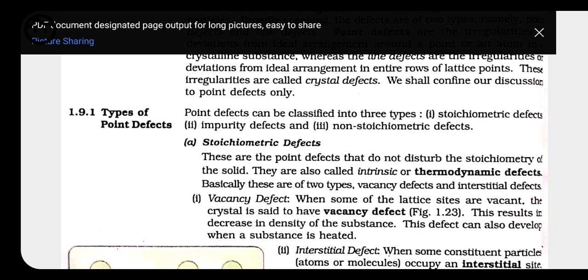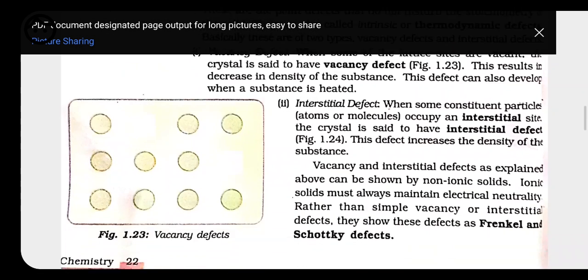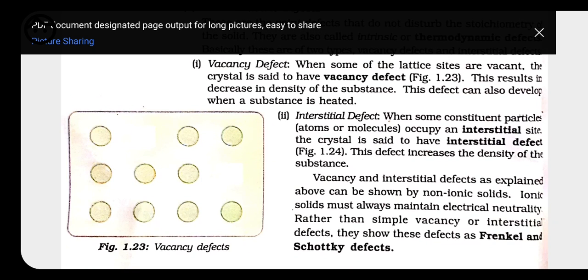So what do you mean by vacancy defect? It could be clear only by seeing the structure. See this one. Vacancy defect means what type of defect? When some of the lattice sites are vacant, it is said to be a vacancy defect. Like see in this structure we have two vacant sites. What is the reason for these vacant sites? That is not accurate. The reason may be anything.